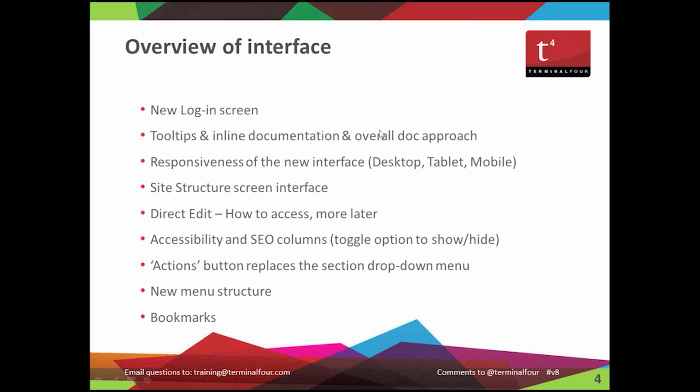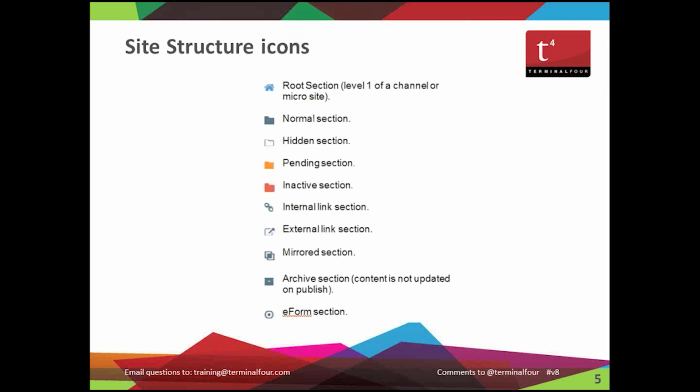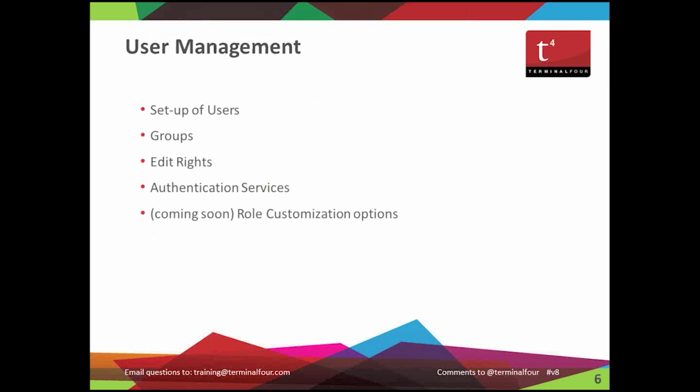Okay, let's have a quick look at my list that I wanted to go through. So we've looked at the new login screen. We'll talk about the tooltips and inline documentation in a moment. We've seen the responsiveness of the new interface, and we've looked at the new site structure screen interface. We've seen how to get to Direct Edit, but more about Direct Edit a little bit later on. We've looked at accessibility and SEO columns and how you can toggle to show or hide those options, and the new blue Actions button that replaces the yellow section drop-down menu that you're used to at the moment in version 7. We've had a brief look at the menu structure, but we will go into that in more detail, and we've looked at the new bookmarks feature. And we've also looked at those site structure icons.